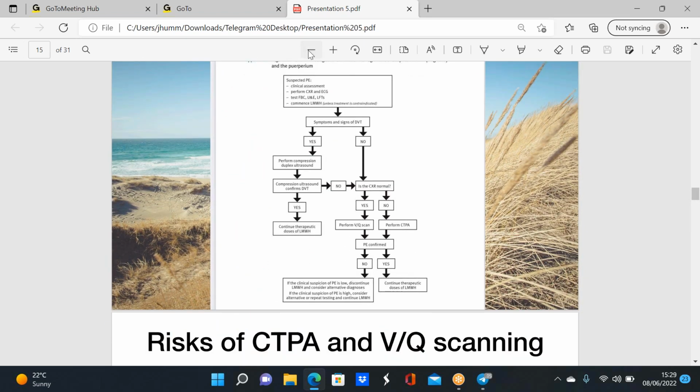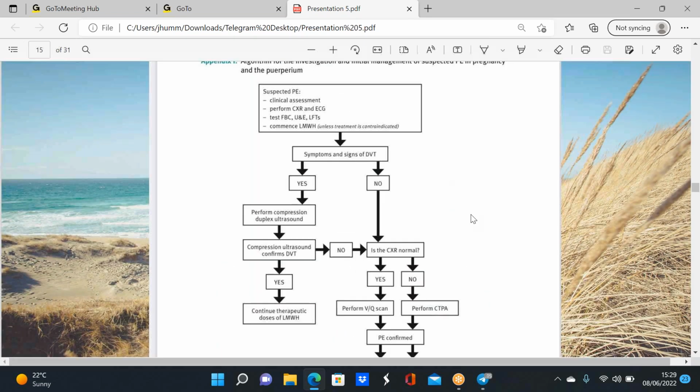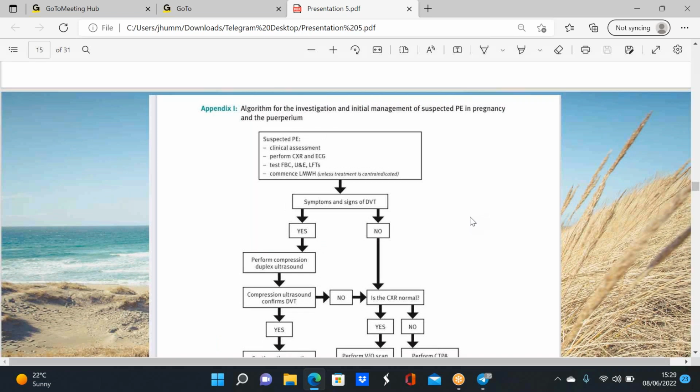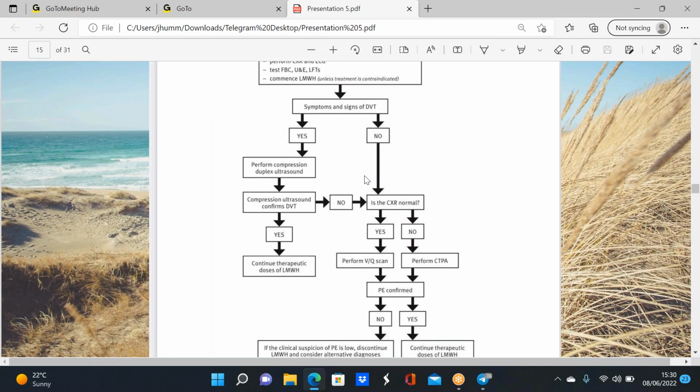Now, this is the algorithm for the initial management of suspected pulmonary embolism in pregnancy and the puerperium. So, any patient who is coming, and we are suspecting pulmonary embolism, you need to assess her clinically first. Then, if there is a suspicion, you perform X-ray and ECG and send blood for full blood count, urea electrolytes, and liver function test. Then you need to start low molecular weight heparin unless treatment is contraindicated. Then you have to see whether signs and symptoms of DVT are present or not.